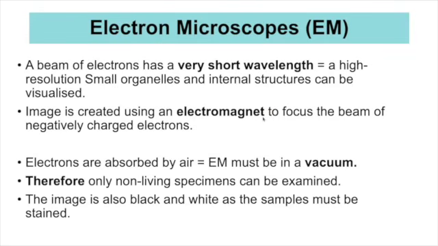Now, you can't actually use living samples with electron microscopes, and that's because the air would absorb the beam of electrons. So your electron microscopes have to be used with a vacuum. So your specimen has to be in a vacuum so that the air doesn't absorb the electrons. The image is also in black and white, so you do have to add a stain to add any colour, or you can do that artificially afterwards.